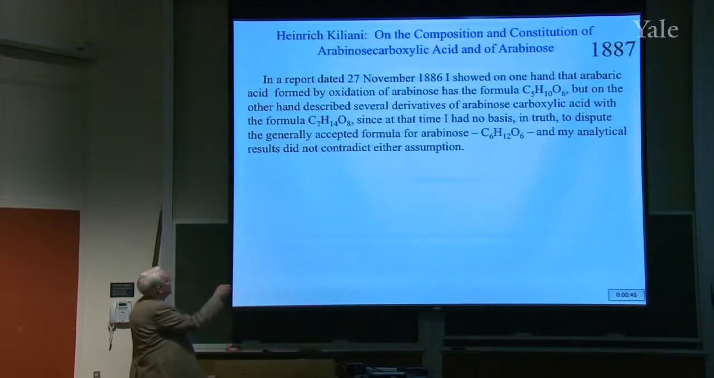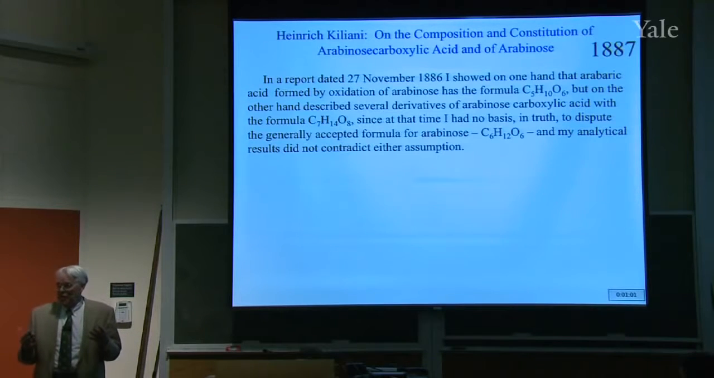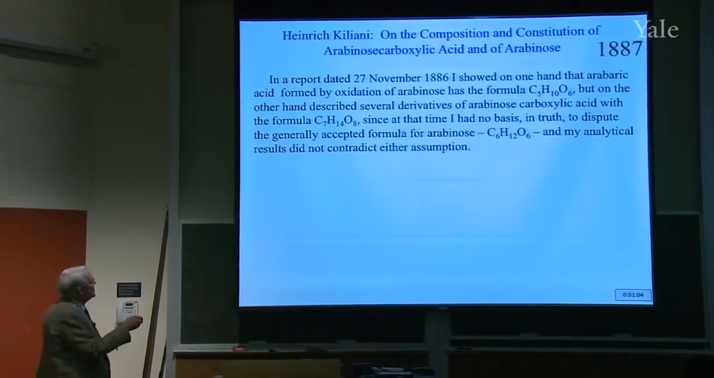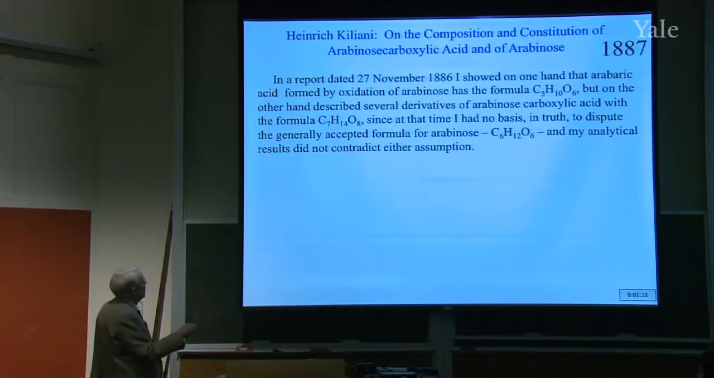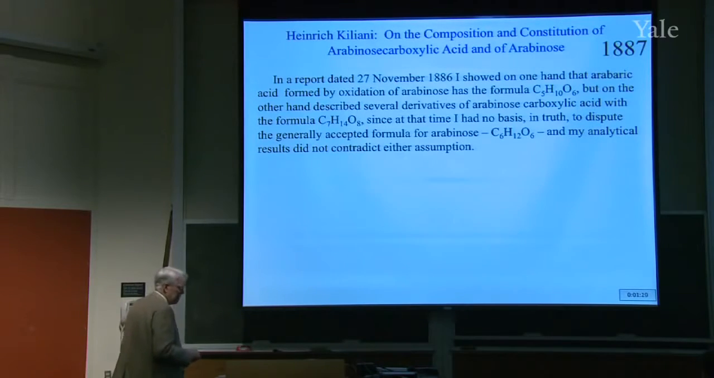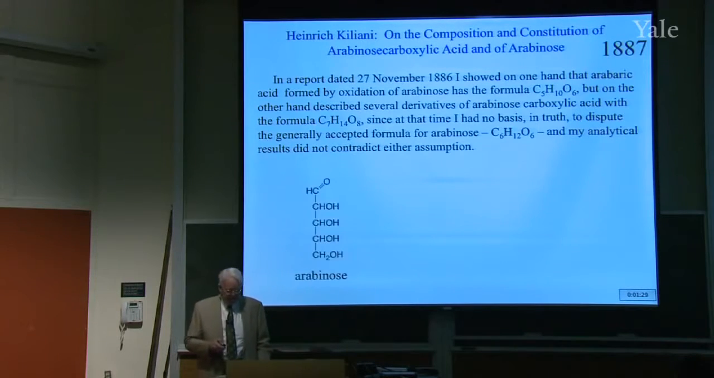If it was a 5-carbon sugar and he oxidized it, he'd get 5 carbons. If it was a 6-carbon sugar and he added HCN to add another carbon, he would get C7. So here he admits that he had said contradictory things, one that implied that it was C5, another that implied it was C6. Since at that time I had no basis in truth to dispute the generally accepted formula for arabinose, which is that it's C6. So the analyses are very similar to one another, whether it's one or the other. And my analytical results did not contradict either assumption. So he couldn't be sure whether arabinose, the stuff that came from gum arabic, was C5 or C6, right?